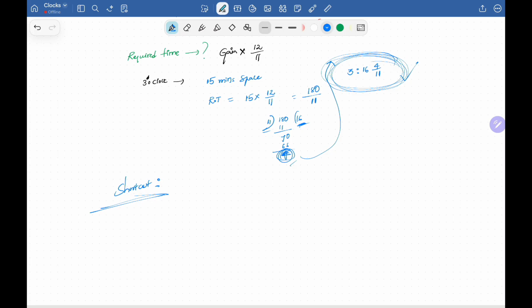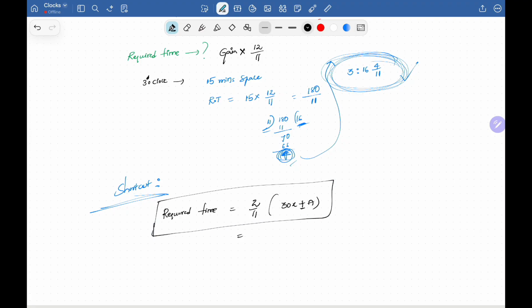Here, if they give a question like this, then you just follow this formula. Required time is equal to 2 by 11 into 30x plus or minus angle. So this is the formula you have to remember. The proof I can't explain here, but you should focus on the formula.